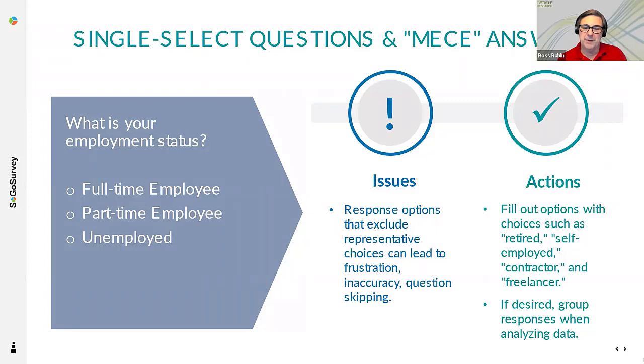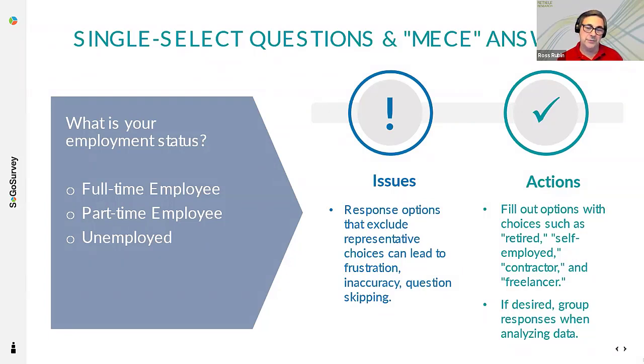So a few things that we might add are retired, self-employed, contractor, freelancer, and so on. You may respond, well, what if I only care about unemployed people in my survey? Why should I even bother with all these answers? All I care about is if they're unemployed.